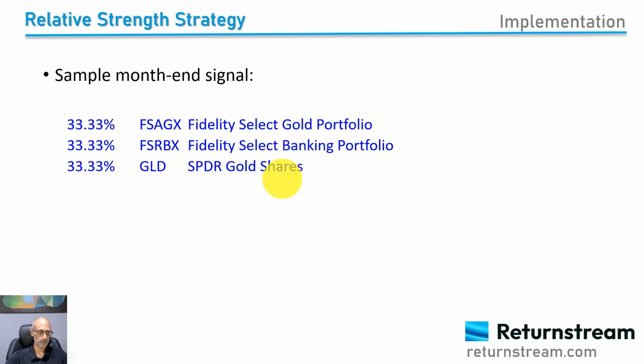And here's a sample signal that will be emailed out. This one says FSAGX, Fidelity Select Gold Portfolio, FSRBX, Fidelity Select Banking Portfolio, and GLD, which is the gold ETF. And each of those has equal allocation, 33%, a third each.